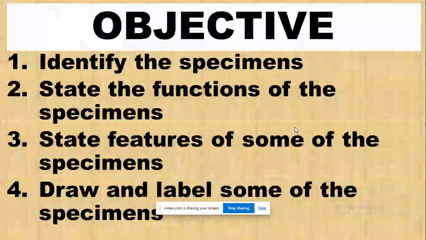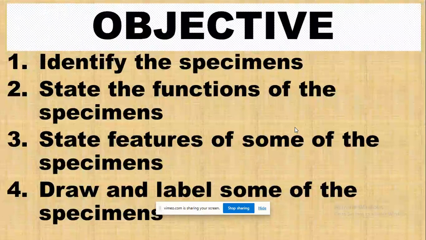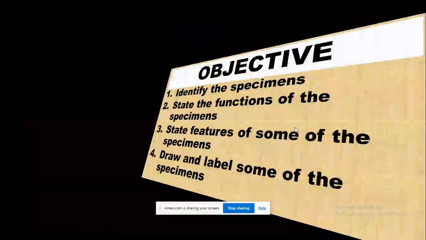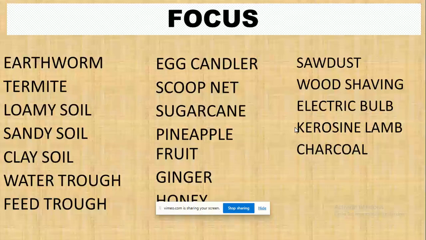So at the end of this online class, students, you should be able to identify some of the specimen that we are going to discuss now. You should be able to tell me the functions of some of the specimen. You should be able to mention or state features of some of the specimen, draw and label some of the specimen. Okay, now let's move to the specimen.